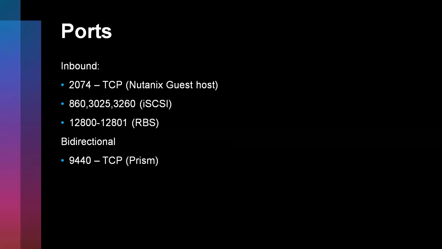And we need a few ports to be opened between Rubrik cluster and Nutanix cluster. Inbound ports 2074 TCP, which is used for Nutanix guest host. 860, 3025, 3260, which is for iSCSI, and 12800, 12801, which are for Rubrik Backup Service ports. And bidirectionally, we need 9440 TCP, which is for Prism connectivity. So these are the prerequisites required to configure Nutanix backup in Rubrik.